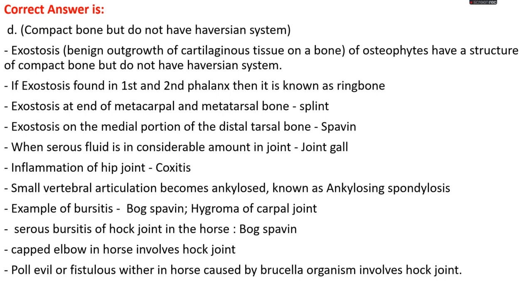Example of a bursitis is bog spavin, and a hygroma of a carpal joint is known as bursitis. Serous bursitis of the hock joint in a horse is known as bog spavin. Capped elbow in a horse involves the elbow joint. Poll evil or fistulous withers in a horse, caused by Brucella organisms, involves the bursae.